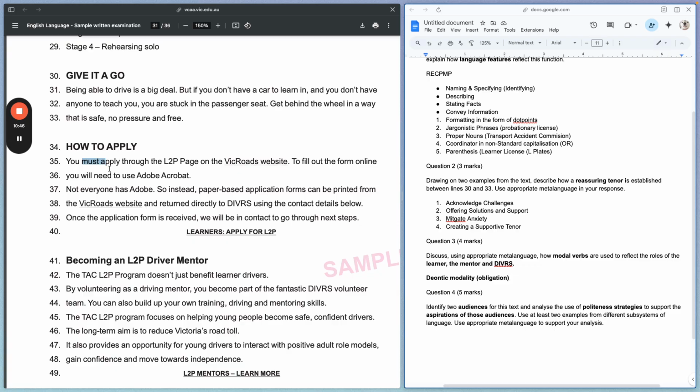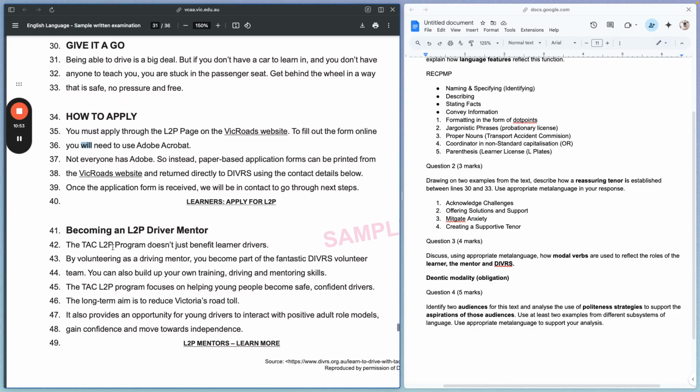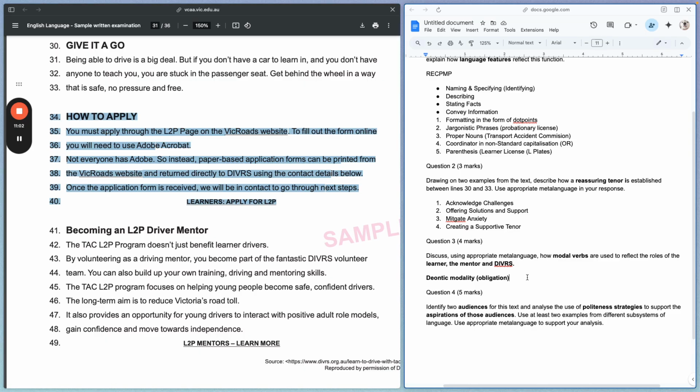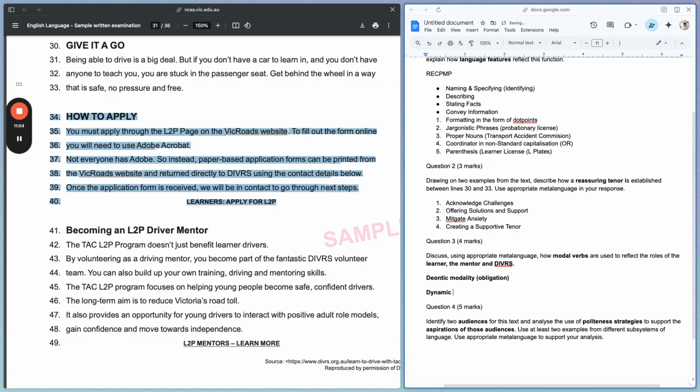Let's have a think. What else is there? So that's the high modality of must here. We also have the will here. But if you look at 41 to 49, where we use deontic modality here, we are shifting to what's called dynamic modality further down below. Yes, we're shifting to dynamic modality, which basically expresses ability or capacity to do something.